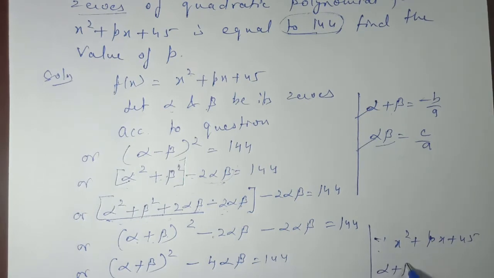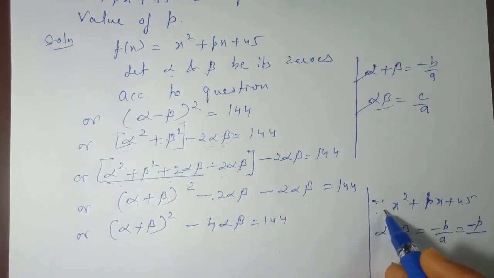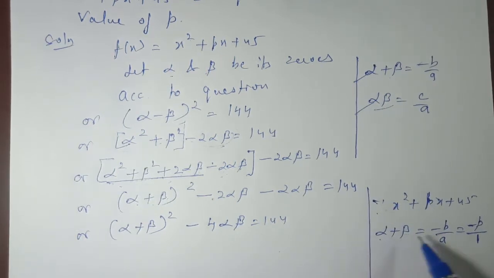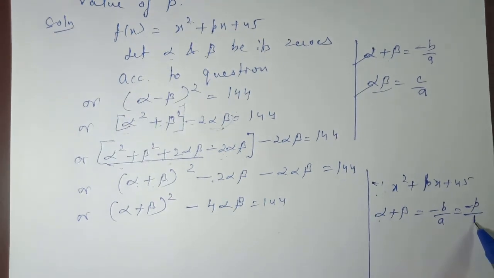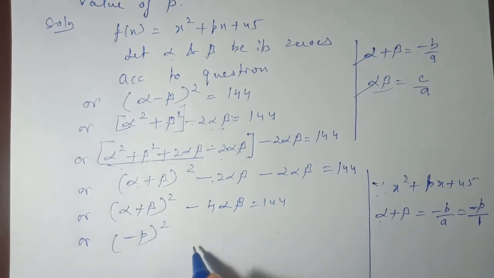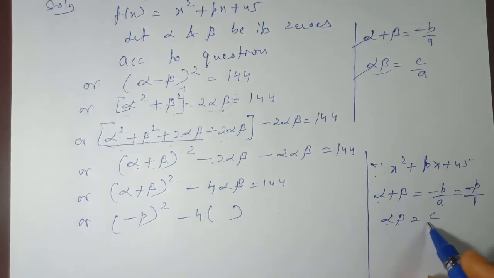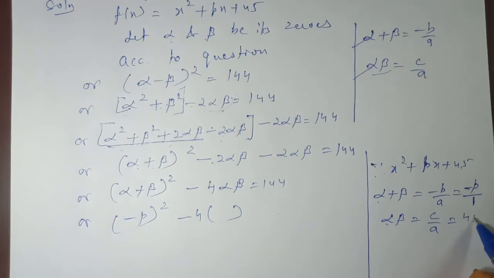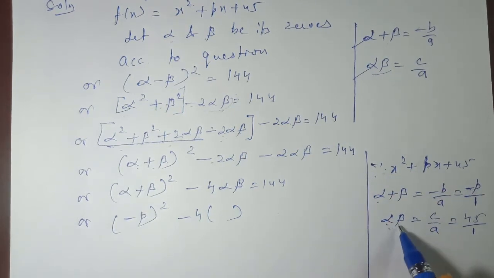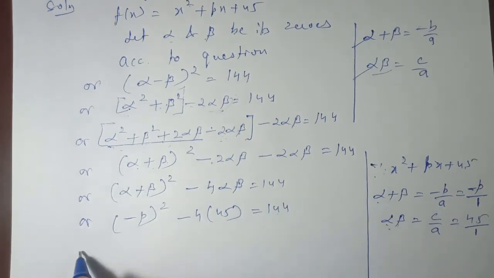From this, let us find the value of alpha + beta, which is equal to -b/a. In place of b, the coefficient of x, we have p. So it will be -p/1, in place of a, the coefficient of x², we have 1. We can write only -p. So we can write (-p)² in place of (alpha + beta)². Next, the product of zeros, alpha beta, is equal to c/a. The value of c is 45 and the value of a is 1. So in place of alpha beta we can write 45 only.